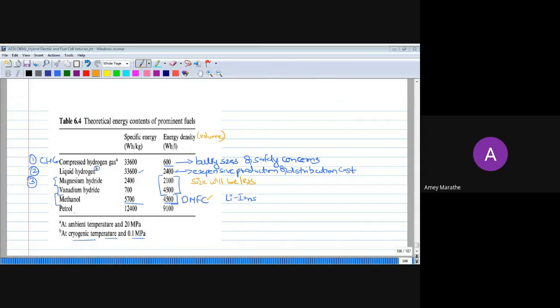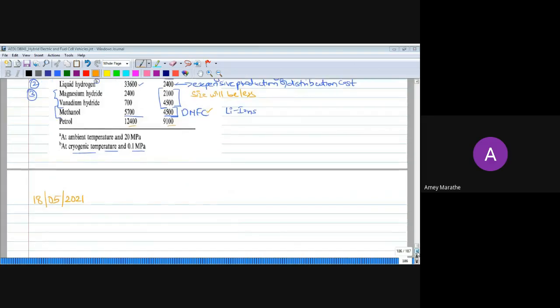Similarly, if you are able to extract hydrogen from petrol, it is compared with the fuel petrol. Petrol has a specific energy of 12,400 and an energy density of 9,100. So if you want to compare it with the fuel used in the vehicle, the fuel cell technology should be viable. And that is what this table wants to tell you.